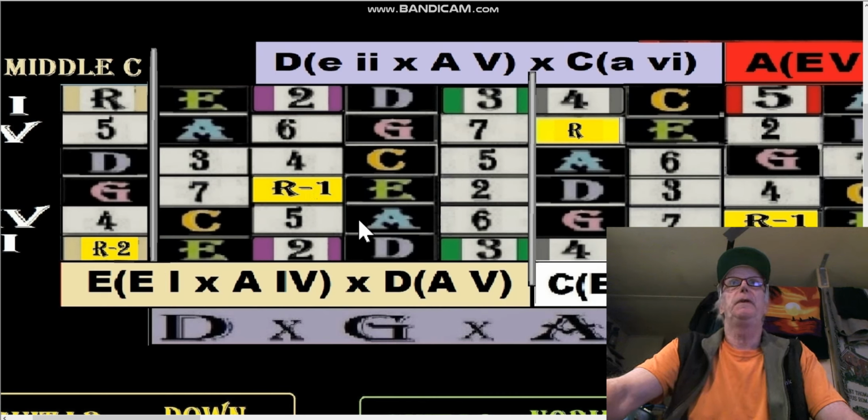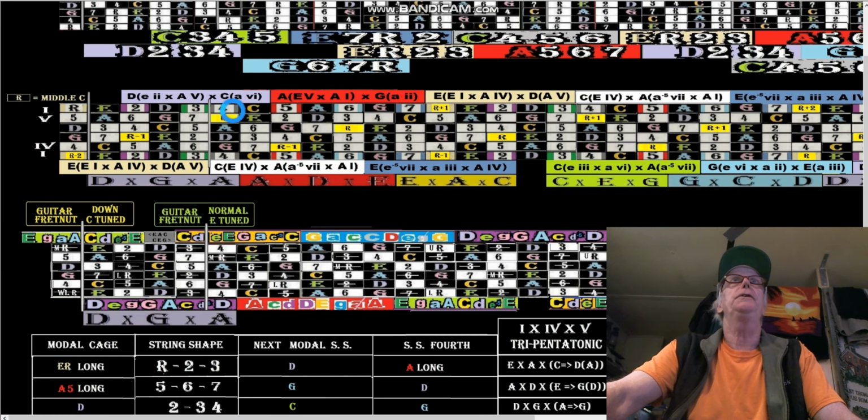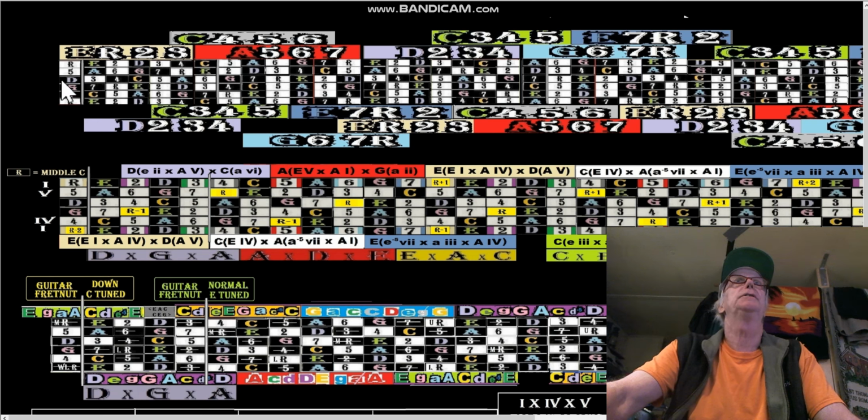Alright, and we're looking at the chart. So the long E patterns here, notice it goes up to the fourth there. The short E, the cutout pattern, only goes up to the third with the E box. So this is a cage. It's a modal cage. It's different than this.